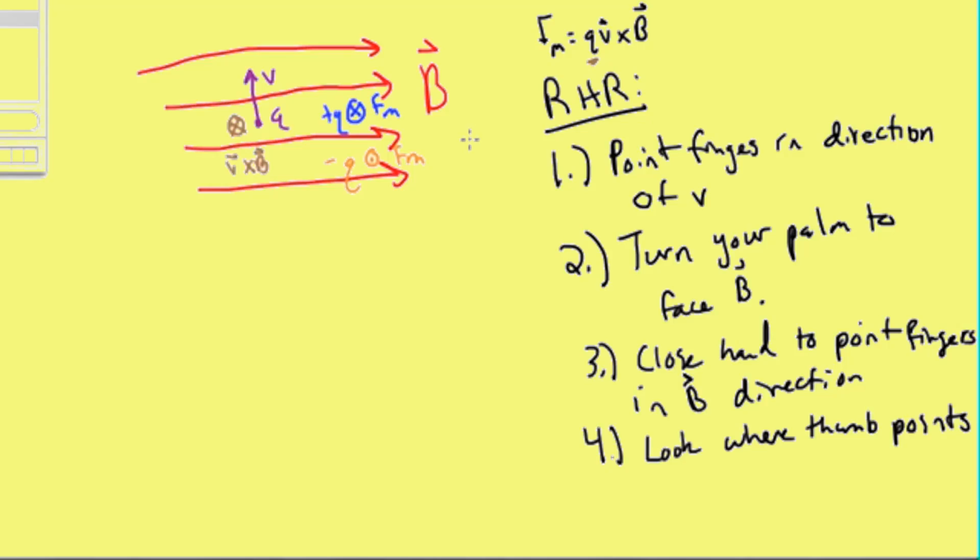Alright, so the idea here is that at the end, you want to use the right hand rule in these steps to figure out v cross B, and then at this point you say, is the charge positive? And if it's positive, then you're done, you figured out the direction of the force. If it's negative, then you have to flip the direction.